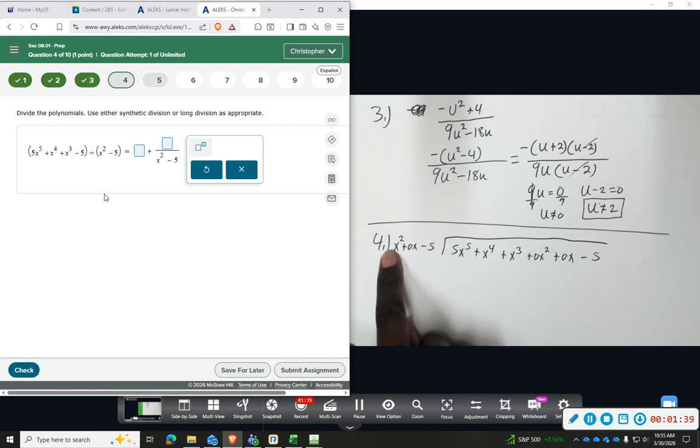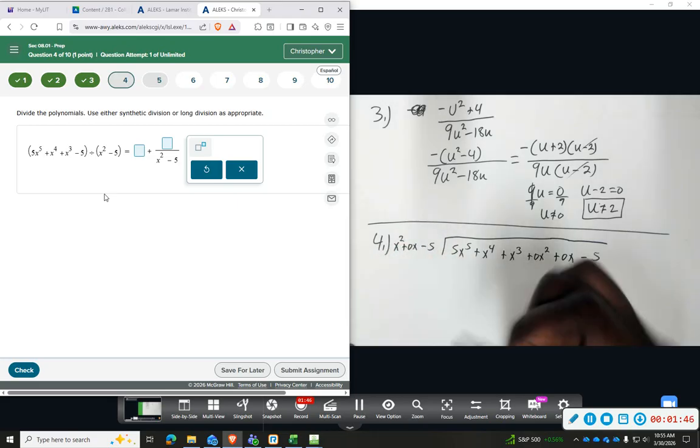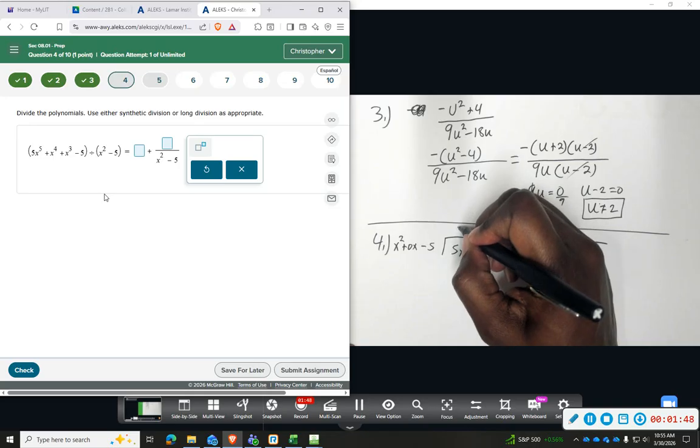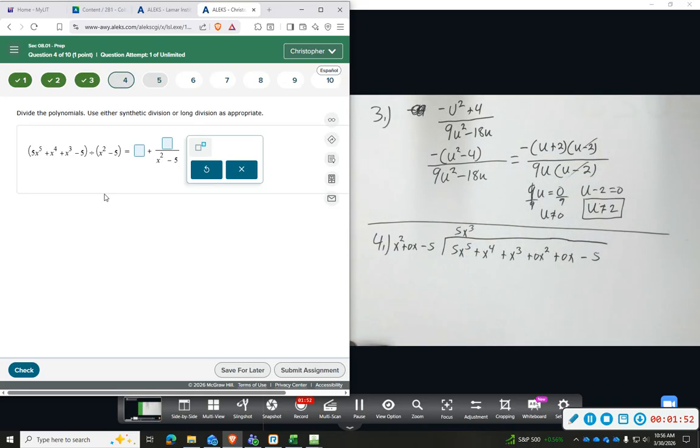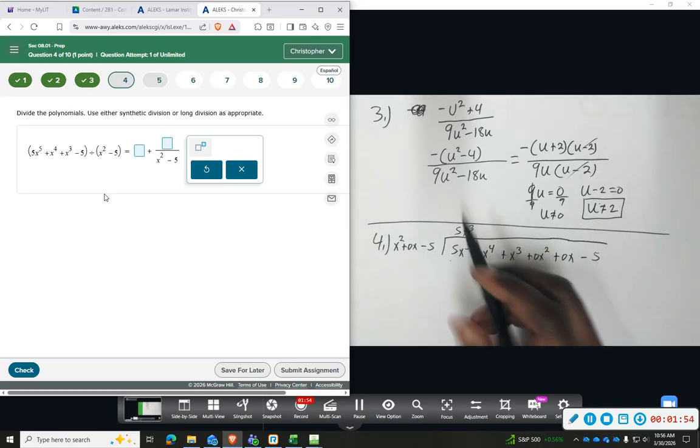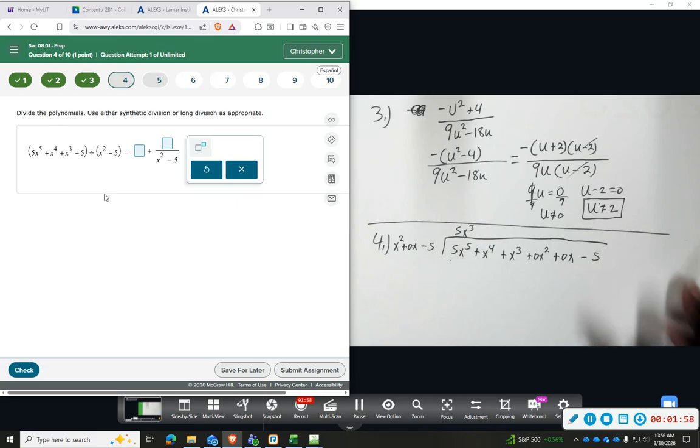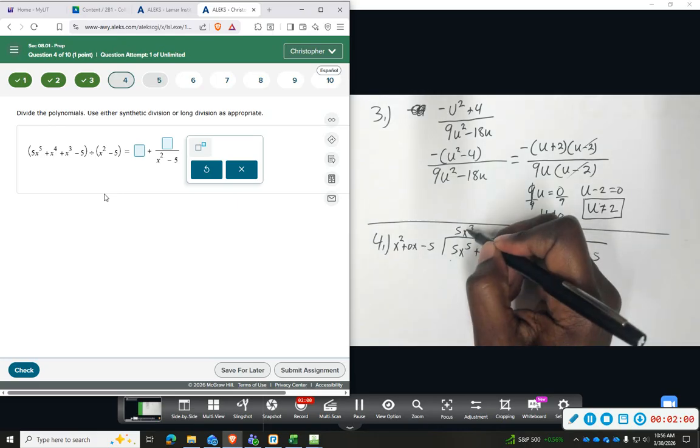So x squared, I need x to the 5th, so I need 3 more x's. The coefficient is 1. 1 times 5 will give me a 5. So I need to multiply by 5x to the 3rd. All right, so what happens? We're going to do this 5x to the 3rd times all 3 of these terms, line them up, subtract, and then keep going all the way down.